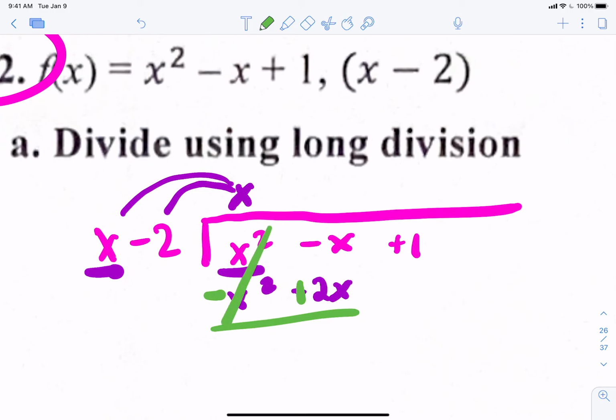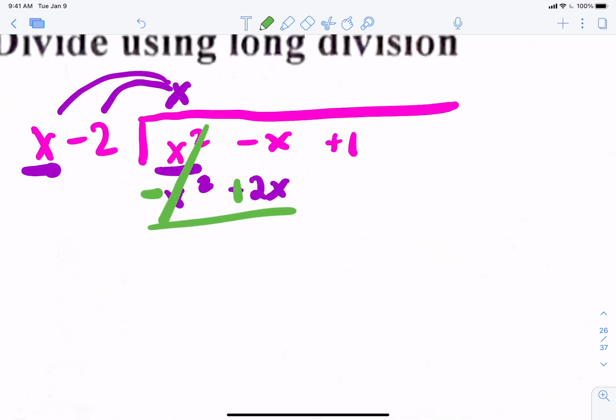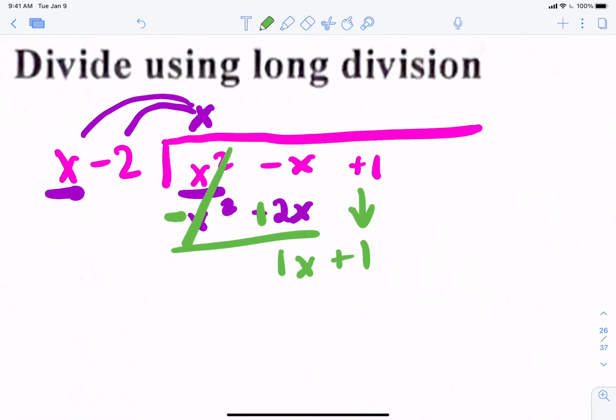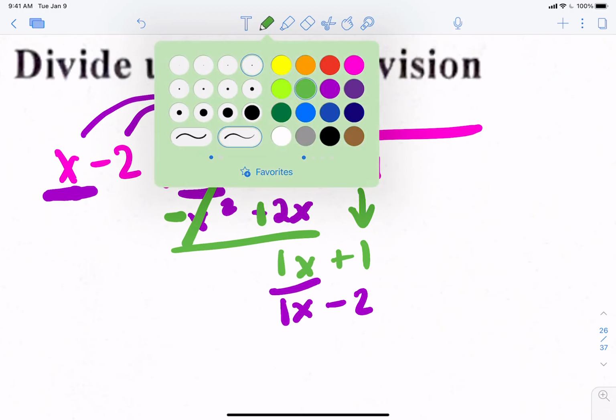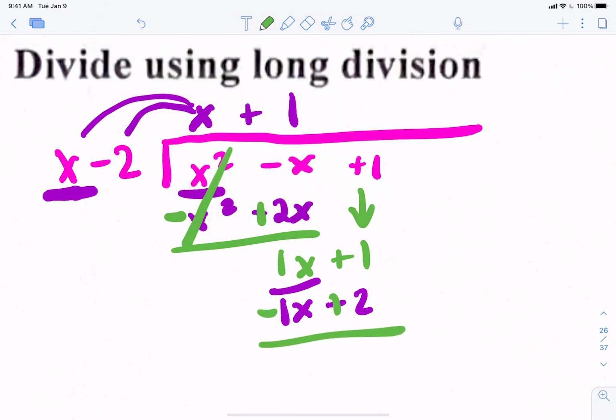Okay? How many x's do you have? Negative x plus 2x is 1x. And then you drop the 1 down, plus 1. Okay? Alright, and then we repeat the process again. So, what do you take times x to get 1x? Just 1, so plus 1. 1 times x is 1x. 1 times negative 2 is minus 2. Am I going too fast? Nope. And then you switch signs, minus plus. This guy cancels out, and your remainder is 3.